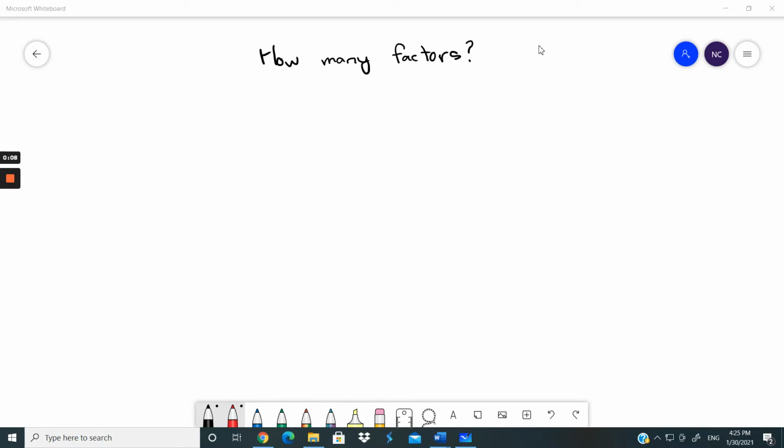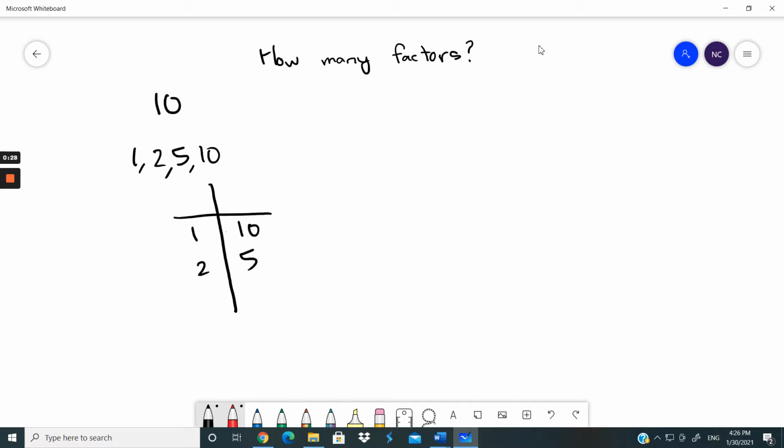When you want to find the factors of a number, for example 10, we usually learn to just list them out, right? 1, 2, 5, 10, or we can even make a little tree where 1 goes with 10 and 2 goes with 5, and then we can say there are 4 factors for 10. But are we really going to be standing there listing all the numbers if the number is big, like 600?